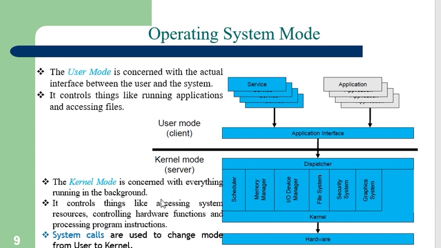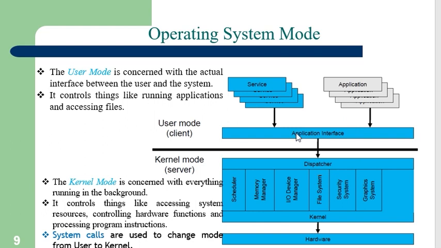There are two modes in the operating system. The first one is user mode and the second one is kernel mode. The user mode deals with the actual interface between the user and the system, and it controls things like running applications and accessing files.